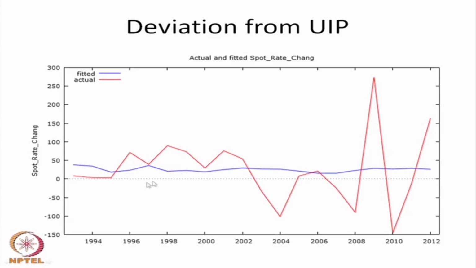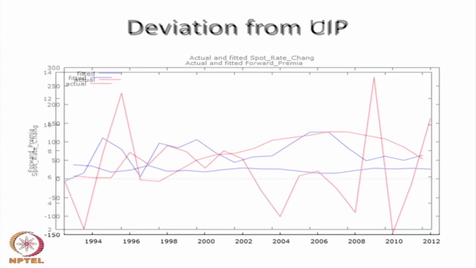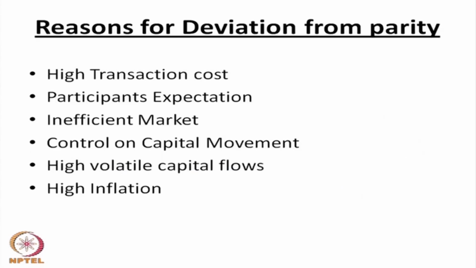Uncovered interest parity is not holding. However, covered interest parity, to some extent, is moving towards parity, and the deviation is declining. So, the Indian rupee is moving toward covered interest parity. These are some discussions of the parity rate. However, what is the reason for not abiding by the parity?